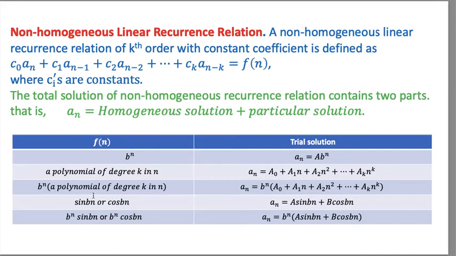If f(n) is of the form sin bn or cos bn, then the trial solution will be a_n equal to a sin bn plus b cos bn. If it is multiplied by b^n, meaning b^n sin bn or b^n cos bn, then the trial solution is also multiplied by b^n. So to find the solution of a non-homogeneous recurrence relation, we will find the solution in two parts. We will solve the homogeneous recurrence relation to find the solution of the homogeneous part, and then we will find the particular solution using a trial solution, and the total solution will be homogeneous solution plus particular solution.